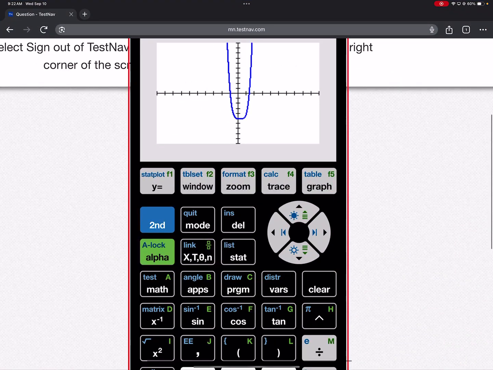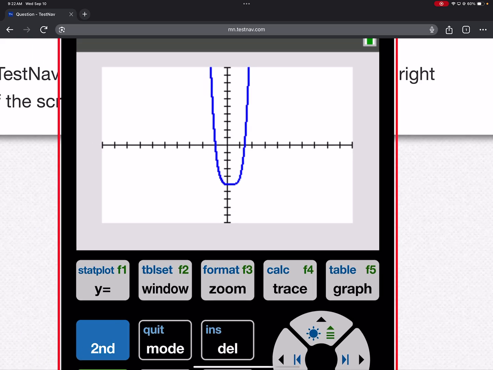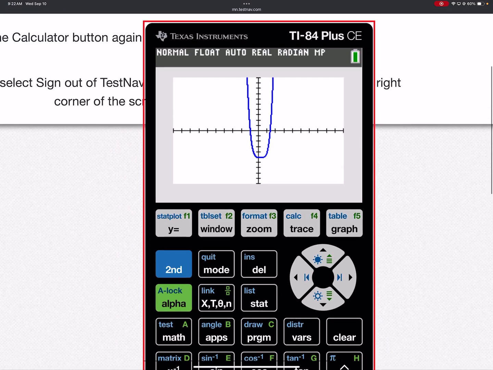If you look, it's really hard to tell what's the lowest point right here, because there's actually like 2 little points right there that are really close together. So what you can do is change your scale. I want you to hit window, and I'm going to teach you what to do.